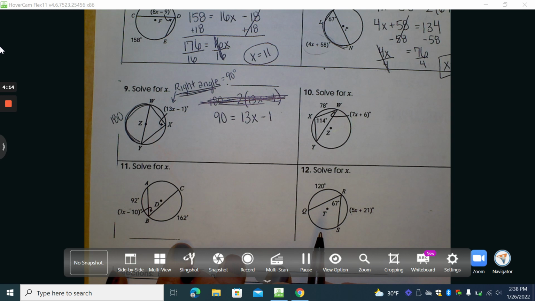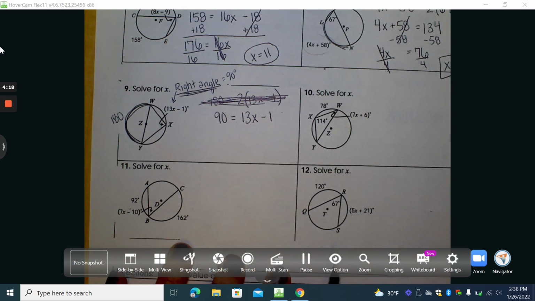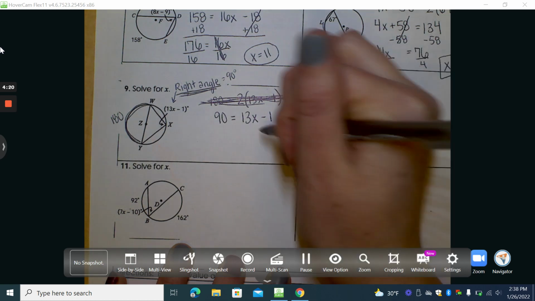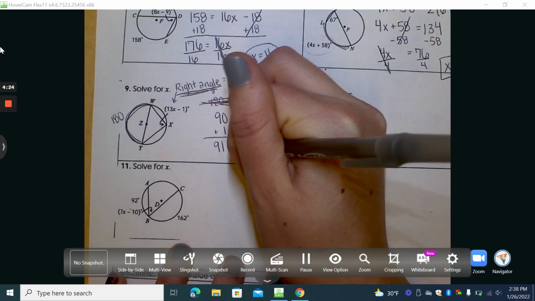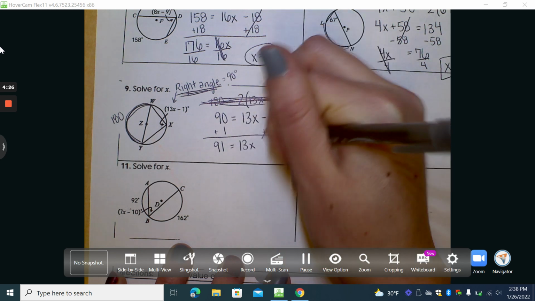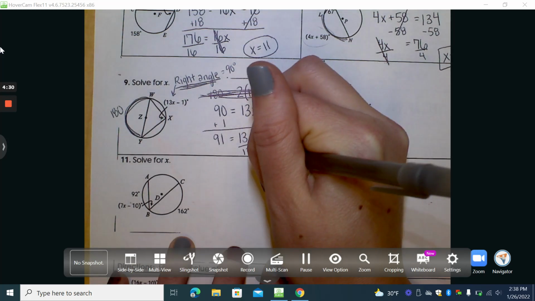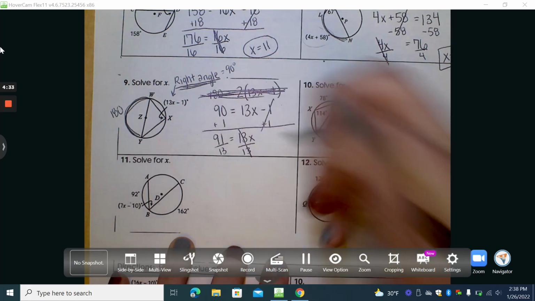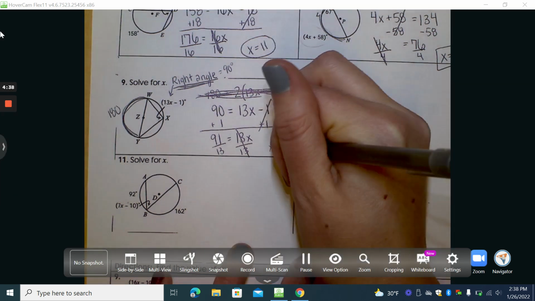So I'm going to solve this equation, 13x minus 1. I want to get x by itself, so I'll start by adding 1 to both sides. And I get 91 equals 13x. And then, of course, my last step is to divide by 13. So 91 divided by 13 is 7.